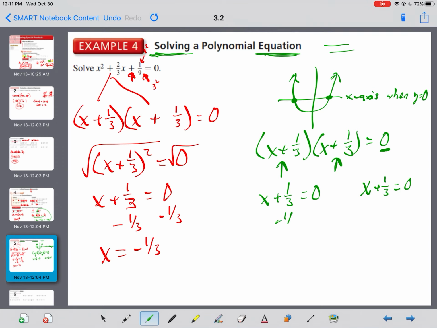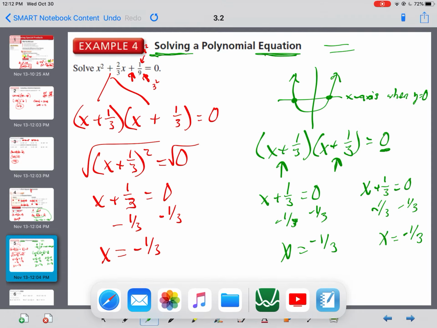These ones are exact same, so it's going to be the same number, but we subtract the 1/3 from both sides, and we get x equals negative 1/3. If we were to plug that in, negative 1/3 plus a positive 1/3 turns to 0. 0 times anything, 0. It works. We can plug it back in the original. It works.